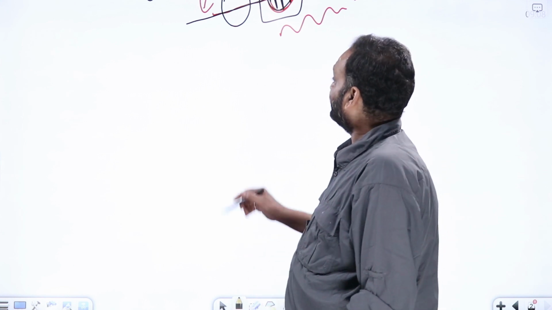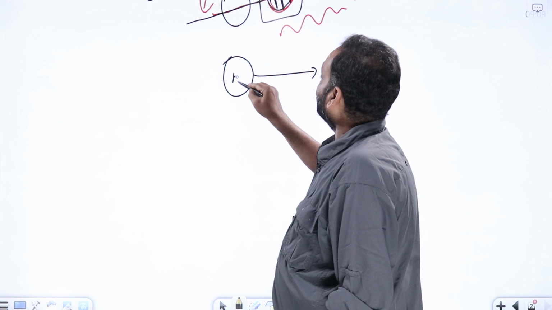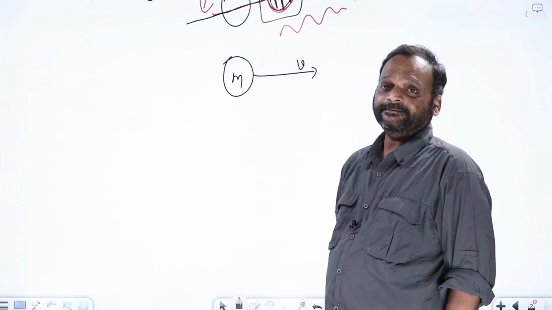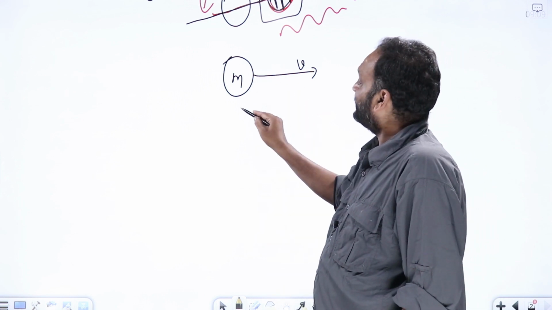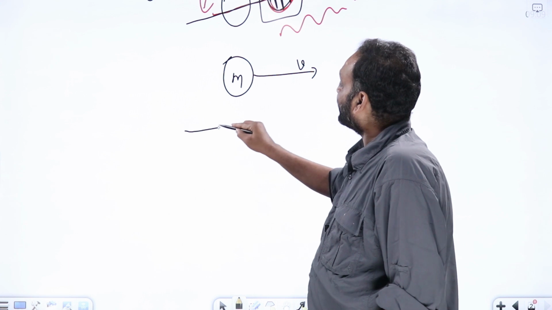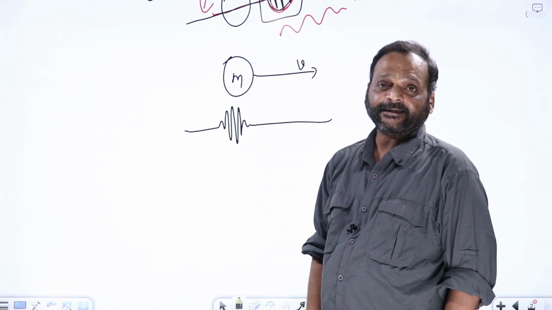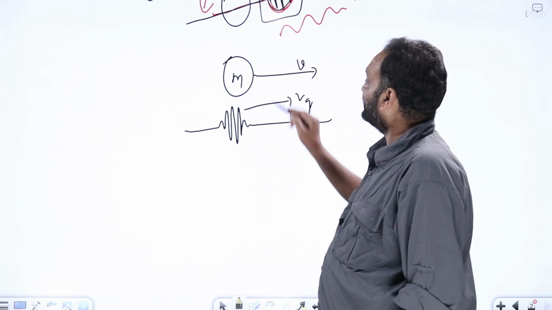The situation is like this. In classical mechanics, a particle of mass m is moving with a velocity v, and we treat it as a particle. How does quantum mechanics treat this? In quantum mechanics or wave mechanics, after this de Broglie concept, it won't treat this as a particle, it will treat this as a wave packet. The velocity with which this wave packet moves is Vg.